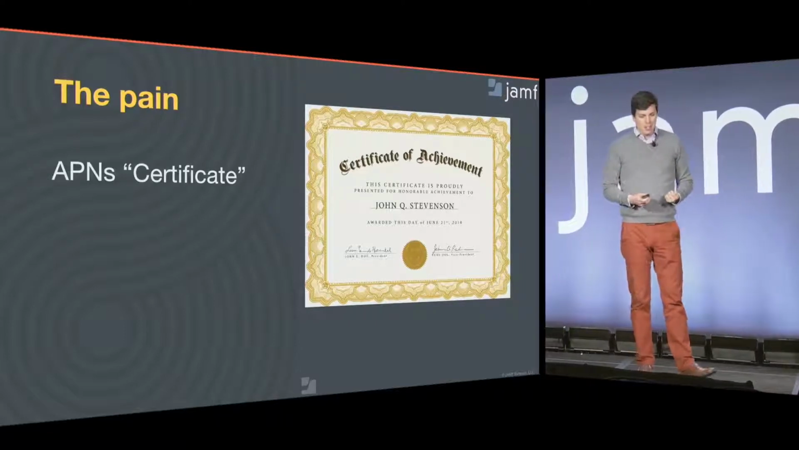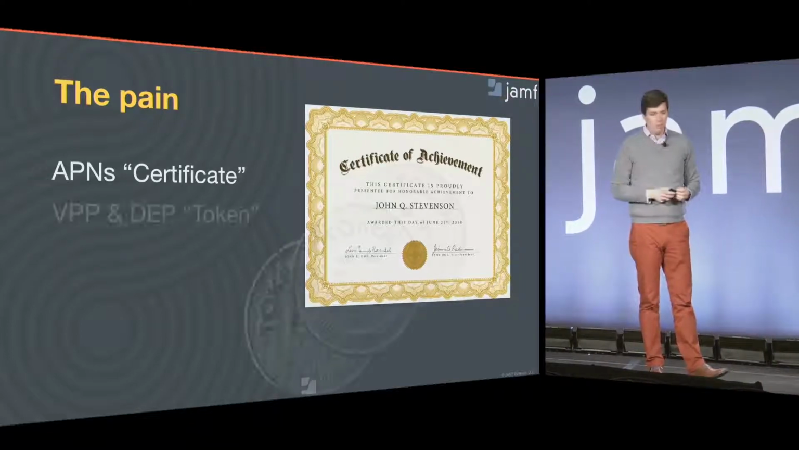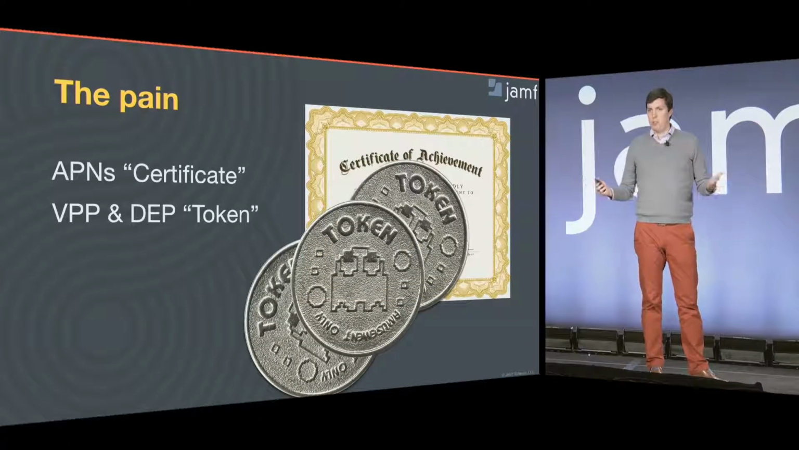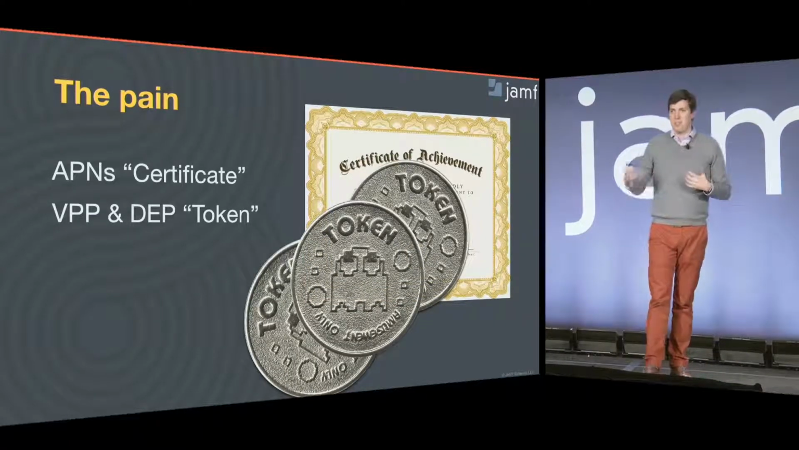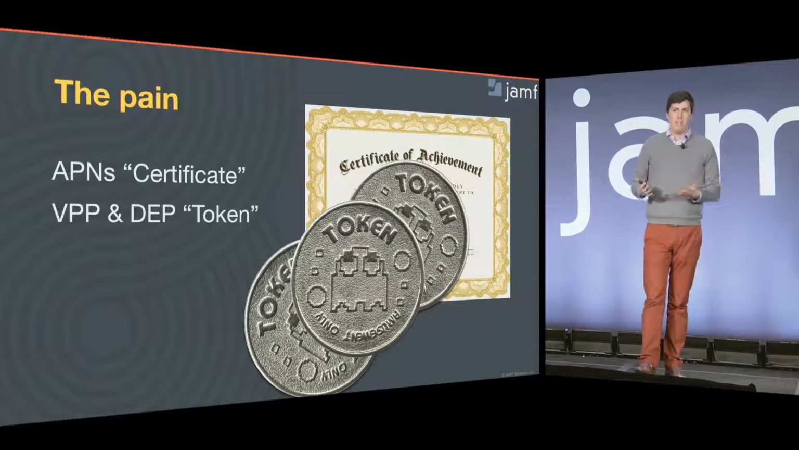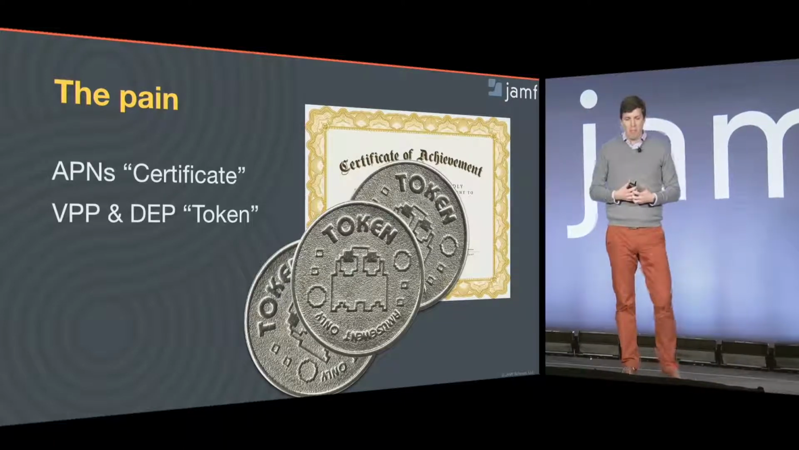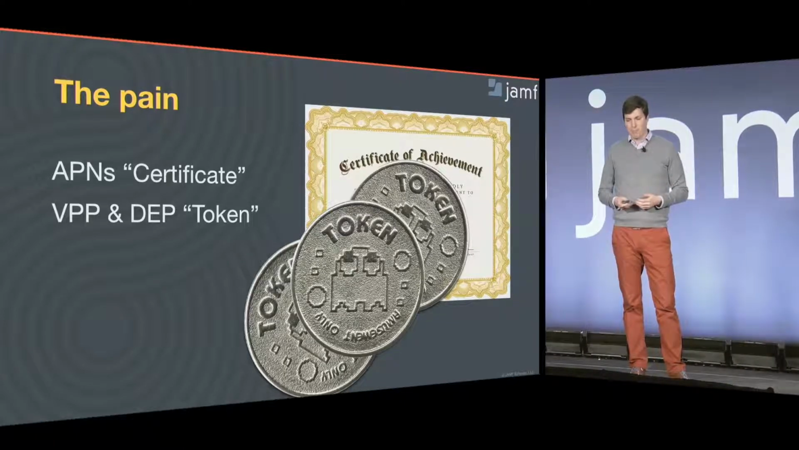Another one is the tokens that you need to upload for VPP and DEP. Again, for any of us who are familiar with Jamf Pro, this is something that you can easily skip past. But if it's the first time you've ever experienced this, that idea of, where do I get these tokens? What are these tokens? And how do they work? This can be a bit of a point of friction.